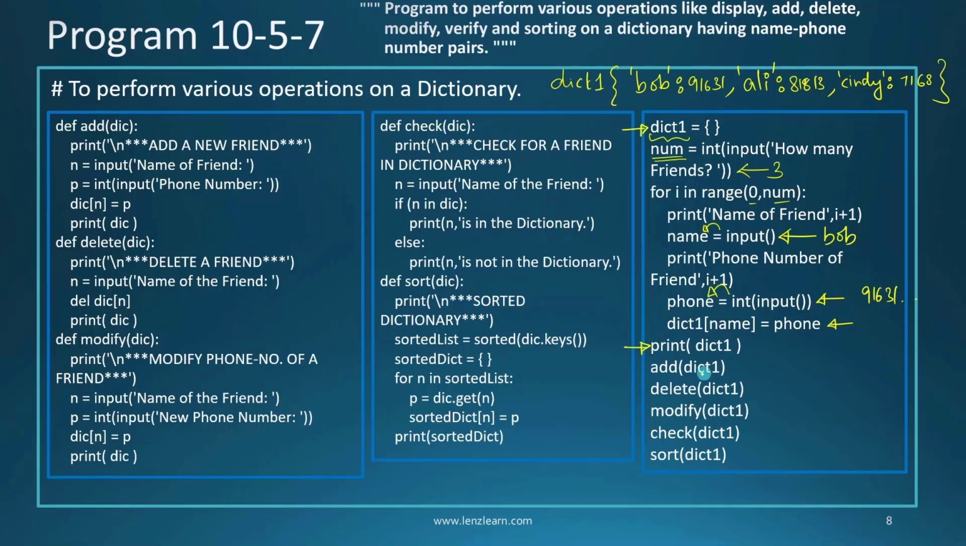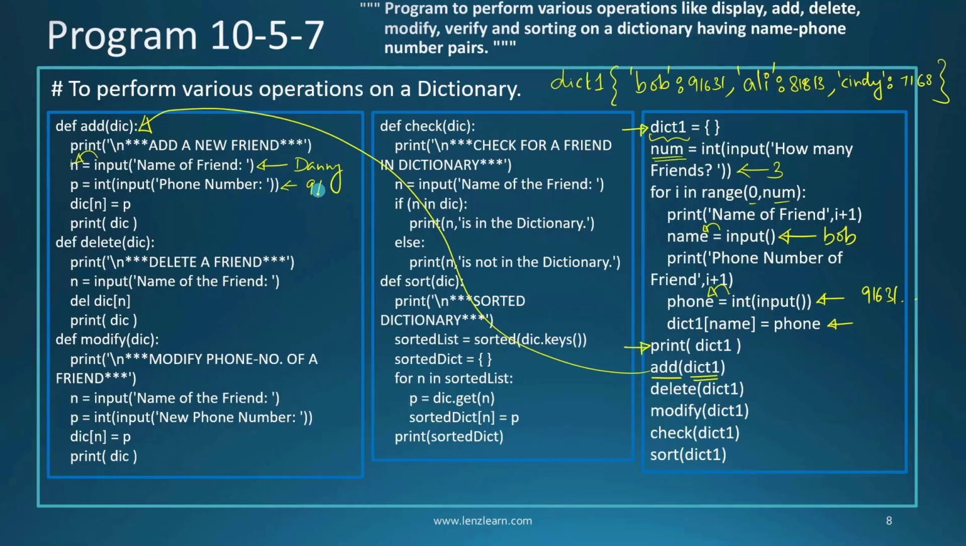After you print the dictionary, the first user-defined function I am going to call is called add, with the value of dict1. Now the control will come to the definition of add, and the dictionary dict1 will be moved into this dictionary called dic. Inside this function add, first I will print add a new friend. Then I will ask for the name of the friend. Here, for example, I enter Danny. This word Danny will be stored into N, and then I will ask for the phone number for Danny.